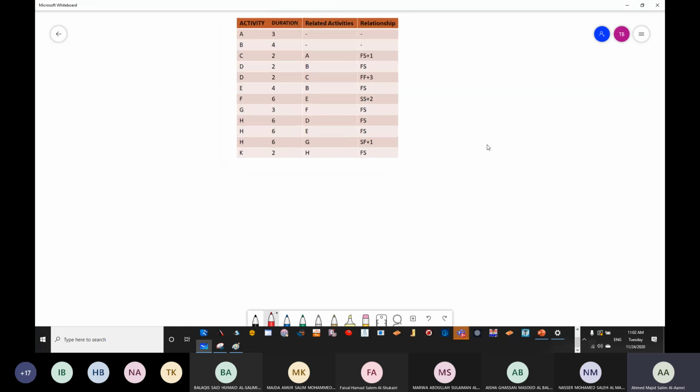Now, we have activity, duration, related activity, relationships. The first thing we need to learn is how to draw. If you remember, in a Gantt chart, it was a bar chart. In an ADM, it was a node, a circle. Now in BDM, it's going to be a box. Now in this box, what do we have?